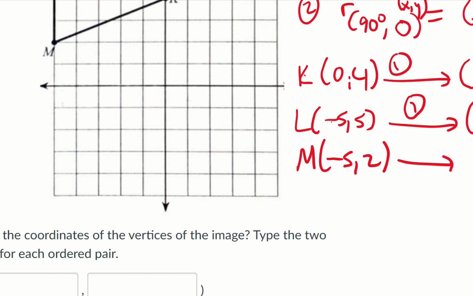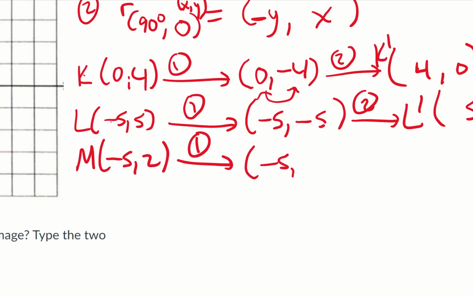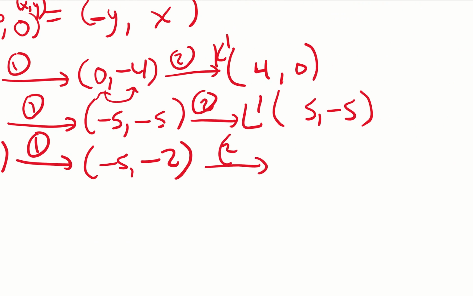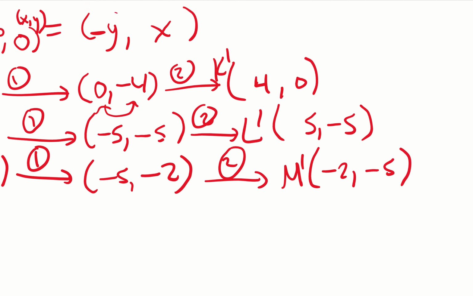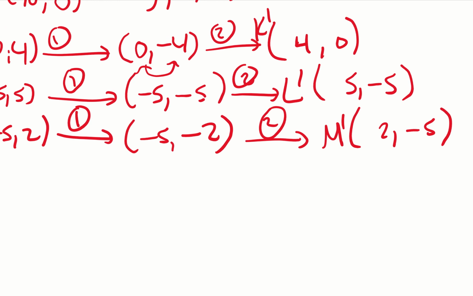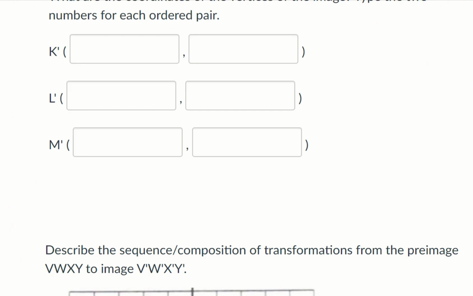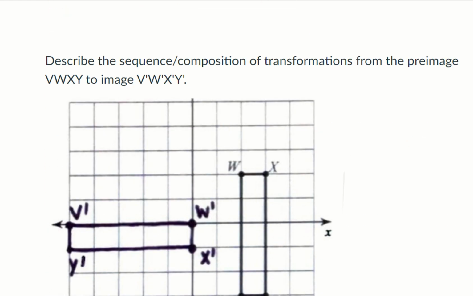(-5, 2). So the first thing, we change the sign of the y, just like that. That takes care of the first transformation. Finally, we end with M prime, so we switch the coordinates and then change the sign of the first number. It's (2, -5). All right, and then those are your coordinates. You can go ahead and type those in here to the boxes.